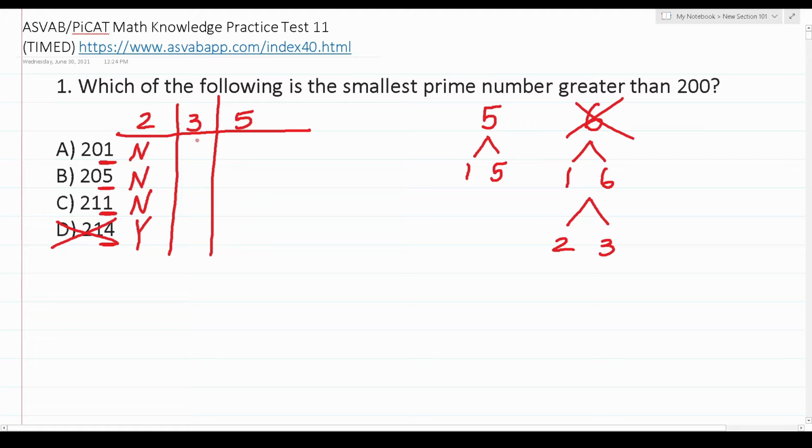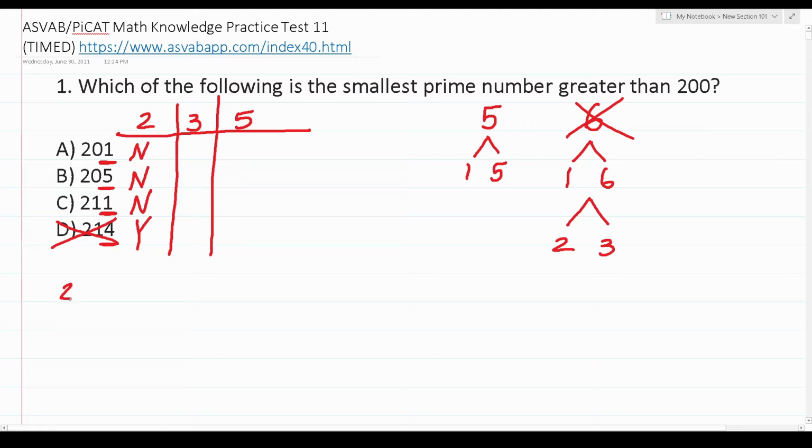All right, let's move on to the divisibility rule for 3. The divisibility rule for 3 says this: if the sum of the digits in a number is divisible by 3, then the number itself is divisible by 3. So let's look at 201.